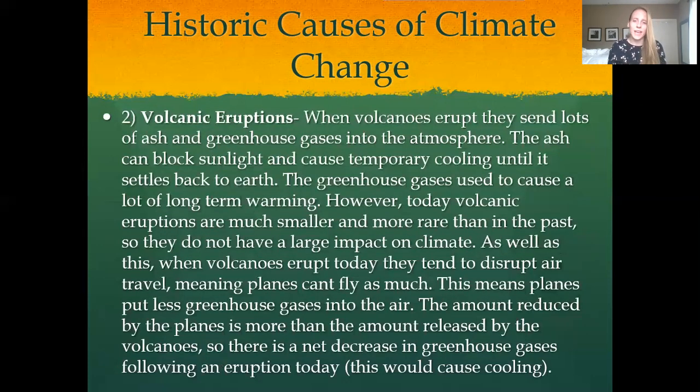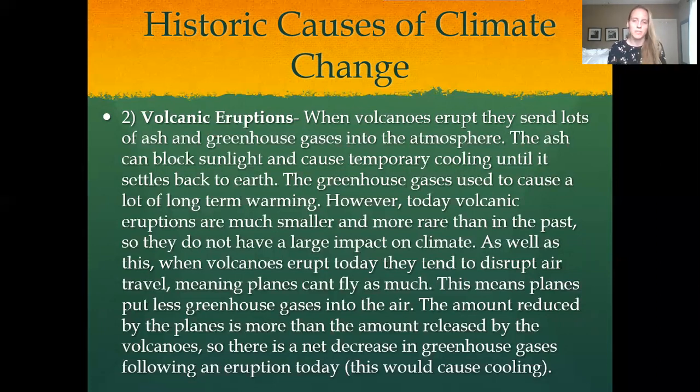The second is volcanic eruptions. So we talked about this briefly already, but when a volcano erupts, it puts lots of ash and greenhouse gas into the atmosphere. The ash can block sunlight, resulting in temporary cooling until it settles back down to Earth, but the greenhouse gases remain in the atmosphere much longer and can cause long-term warming. However, today's volcanic eruptions are significantly smaller and less frequent than what they were in the distant past when they had a large impact on climate.